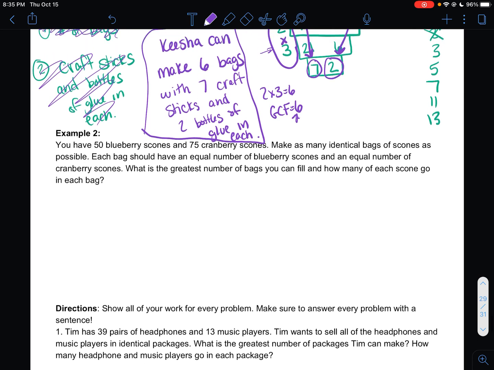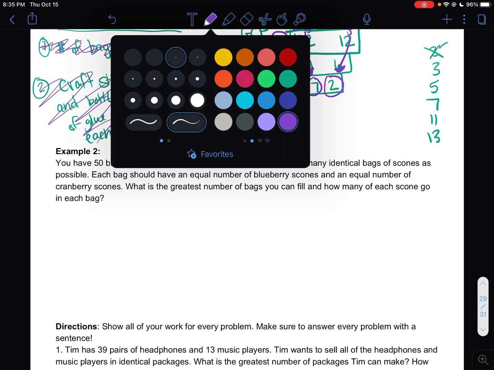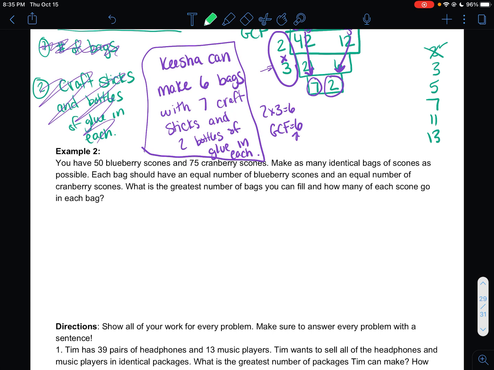So I'm going to do one more problem for you, and then I'm going to have you try some on your own. So this one is about food, because who doesn't love food? So you have 50 blueberry scones and 75 cranberry scones. Make as many identical bags of scones as possible. Each bag should have an equal number of blueberry scones and an equal number of cranberry scones. So once again, that just means every bag is equal or the same. What is the greatest number of bags you can fill? And how many of each scone go in each bag?